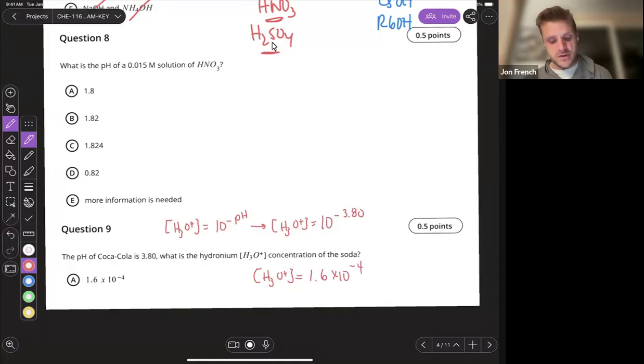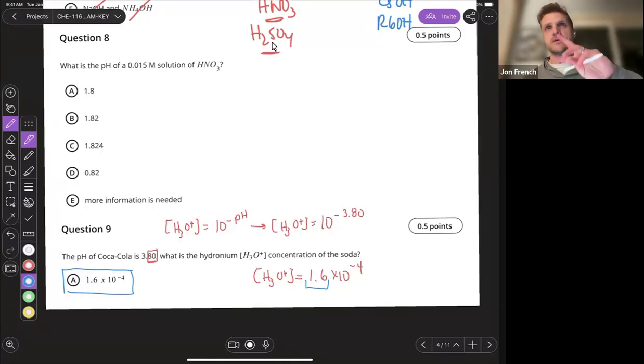Again, we went from pH, so only these two decimal places count towards significant figures, which means in my concentration I just need to have two significant figures. So it looks like choice A is the correct answer there. Two decimal places in pH means two significant figures for my concentration.